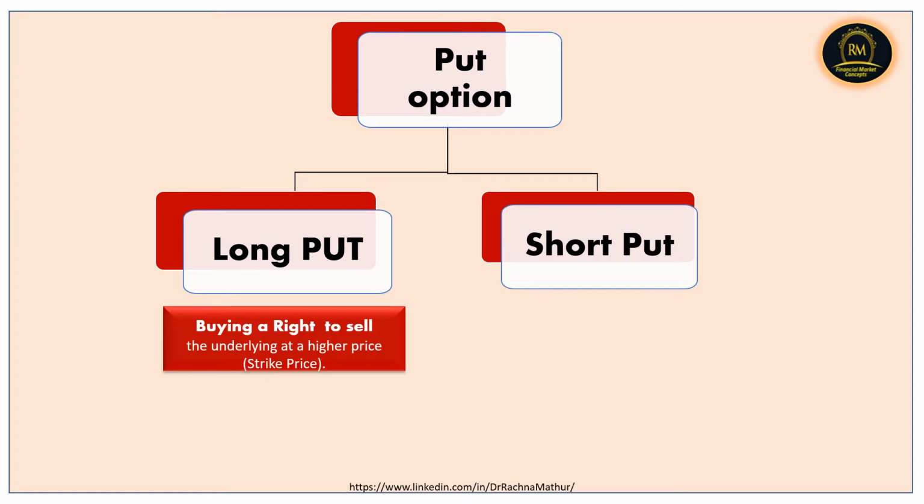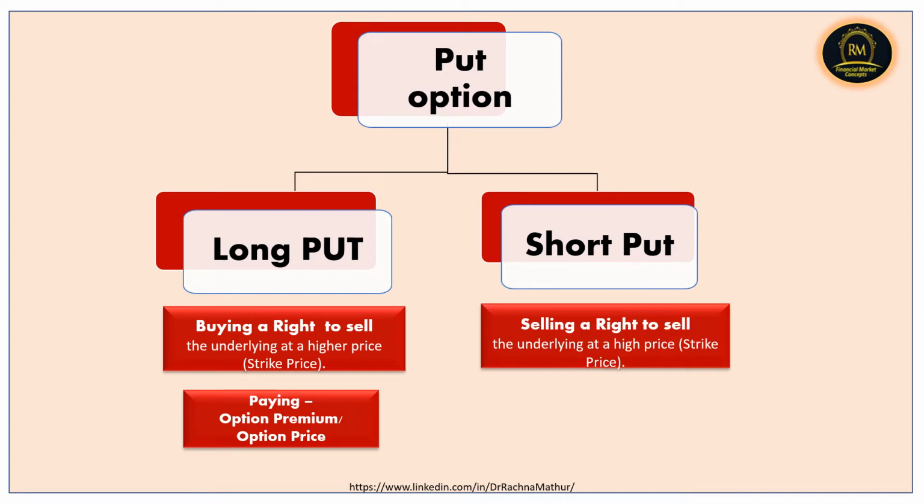So in a put option, when you are taking a long put position, your opposite party will take a short put position. Long put position means buying a right to sell the underlying at a high price. How do you buy this right? By paying the option premium or option price. So you pay this option premium to a short put holder. He is selling a right to the long put holder by receiving the option premium or option price.